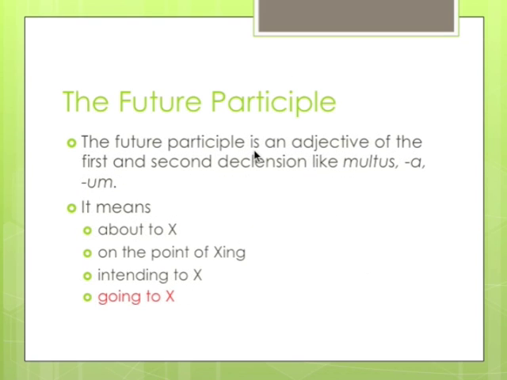The future participle is an adjective of the first and second declension like multus, multum, multum. That is, a form like egressurus declines just like multus, multum, multum. And in fact, you could spell it out like an adjective and call it egressurus, egressura, egressurum if you wanted to. It means about to X, on the point of Xing, intending to X, or going to X.